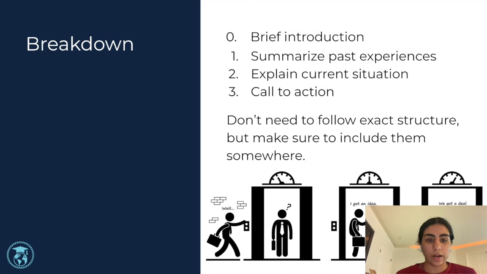Now let's break down our elevator pitch into three main parts. Summarize past experiences, explain where you are now, and then finally call to action along with an optional brief introduction. During our lesson, keep in mind that when you write your own pitch, you don't have to strictly maintain this structure. You can express your creativity and flair into your personal elevator pitch, which is one of the great things about it. We will practice some variations with some examples later.